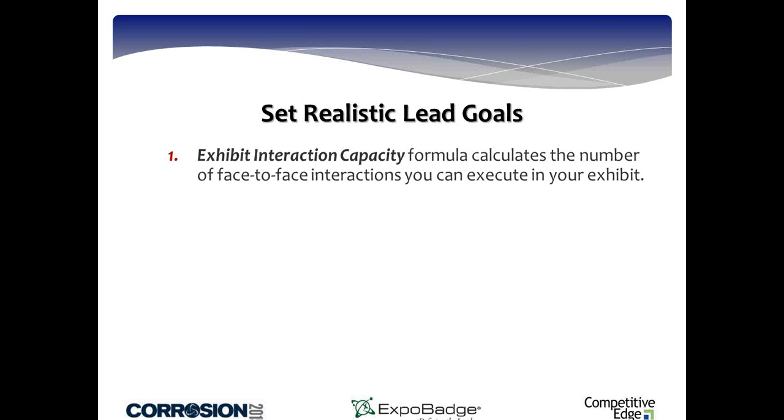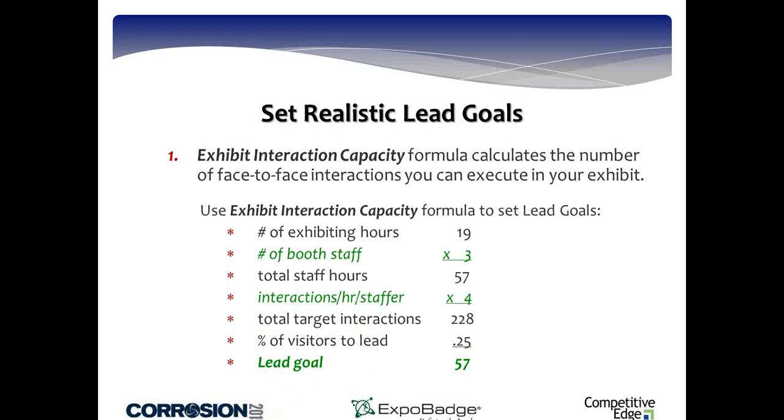There's a term that we call exhibit interaction capacity. It is a formula that calculates the physical number of interactions face-to-face that you can handle in your exhibit. Okay, so we use this formula to set our lead goals. So here's what I want you to do, okay?